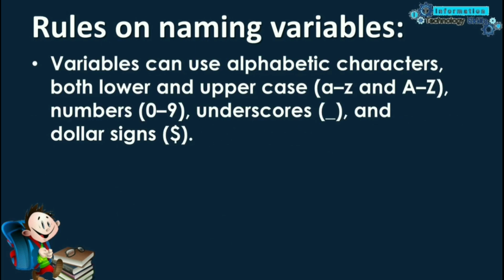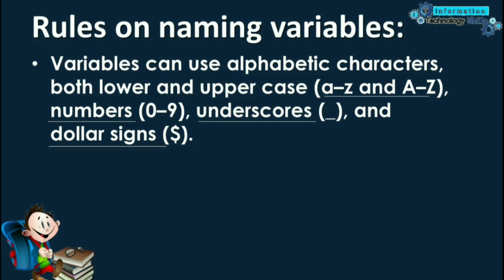So, we have this simple rule in naming variables. Variables can use alphabetic characters, both lowercase and uppercase. Okay, so all letters, pwedeng capital letter and lowercase na letters. We also have numbers, underscores, and $sign. Pero maliban sa mga rules na yan, well, meron tayong kinatawag na valid and invalid variables.